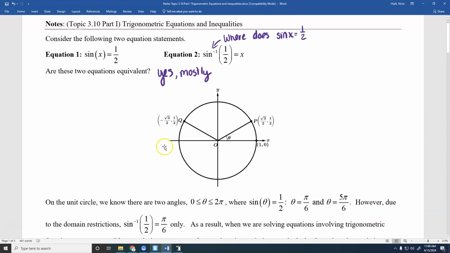So on the unit circle, if we do this second one right here, we would only give pi over 6 as our answer, right? Pi over 6 would be our answer here. But for the first one, there's more possibilities because sine of 5 pi over 6 also equals 1/2. And then those would continue on and on. There'll be multiple answers. So they are pretty much the same. But when we're dealing with trig equations, our domain may not be restricted.